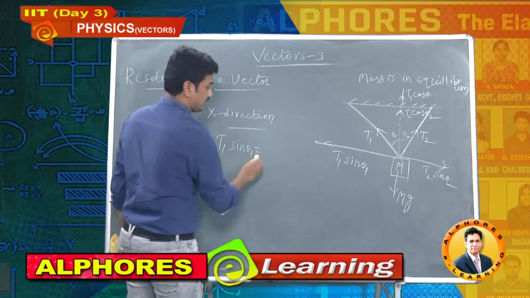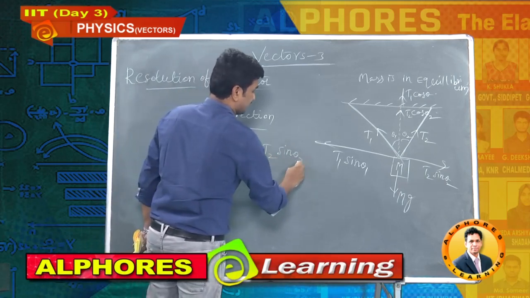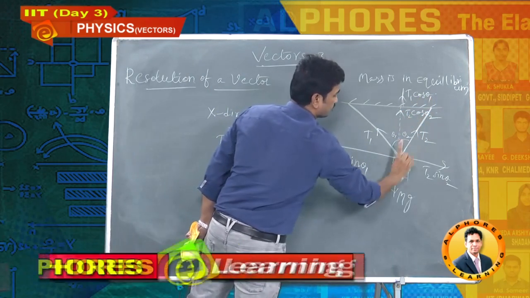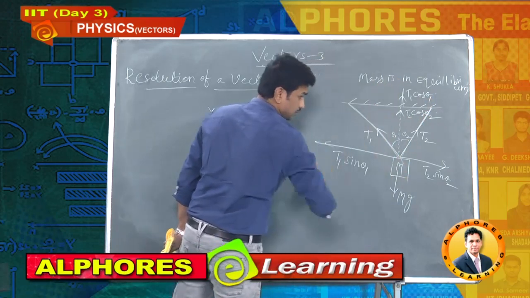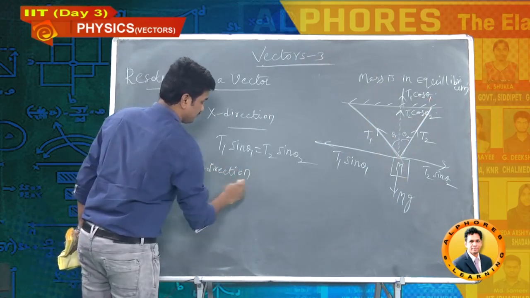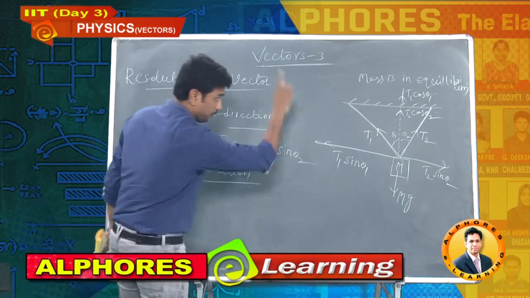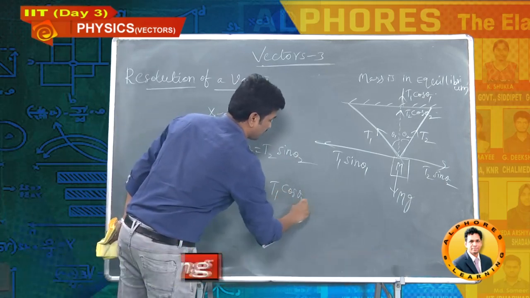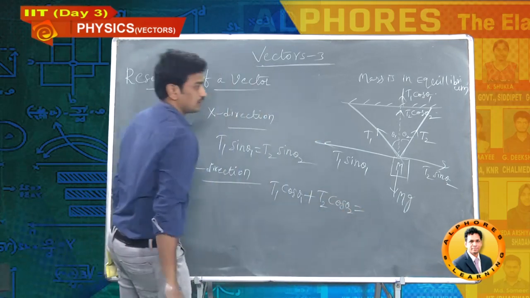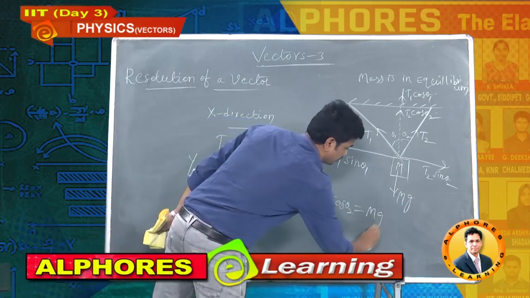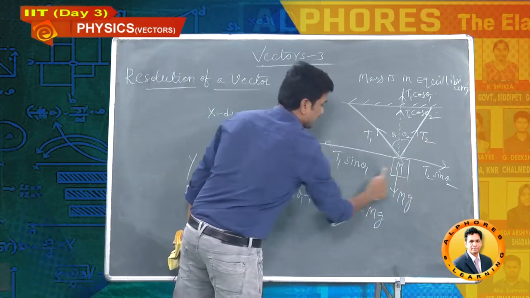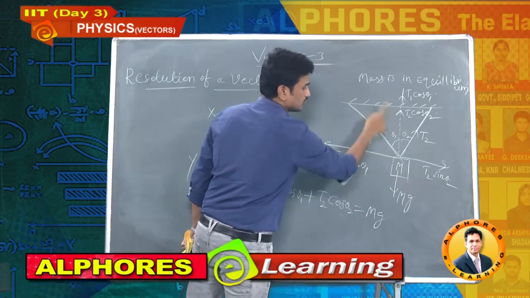T1 sin theta 1 is equal to T2 sin theta 2. Vertically, T1 cos theta 1 and T2 cos theta 2 act vertically upward, and in the downward direction, mg. Now, in the y direction, what are the forces? Upward, T1 cos theta 1 plus T2 cos theta 2. Downward, mg. So here the body is in equilibrium: horizontal forces balanced and vertical forces also balanced.